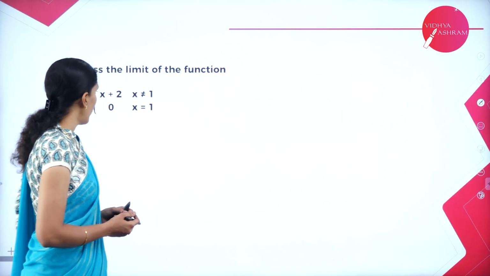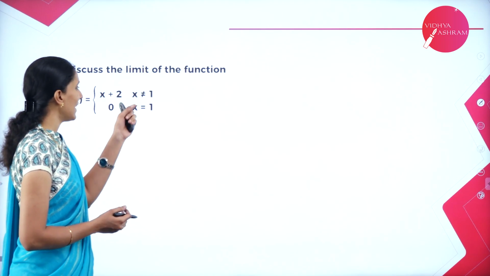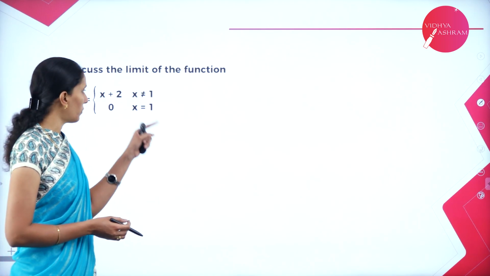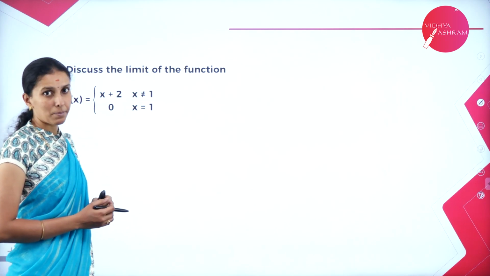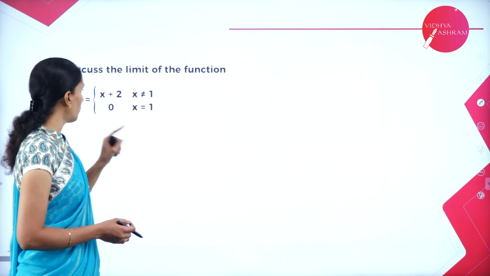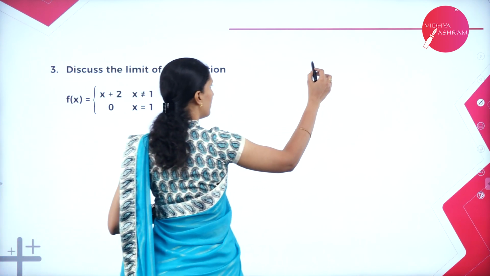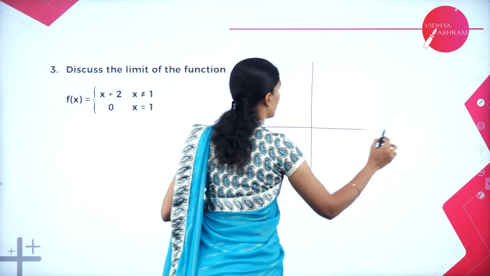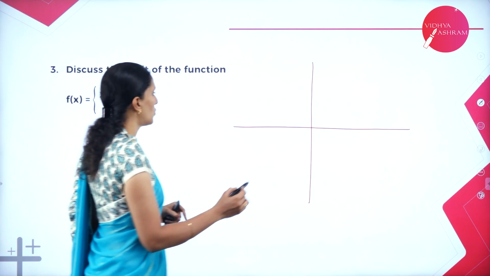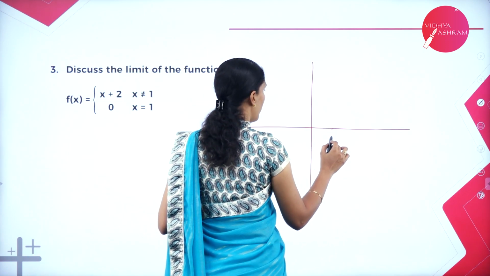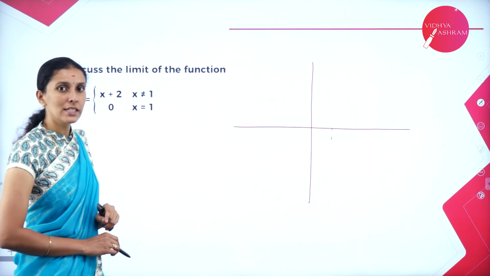Discuss the limit of a function f of x is equal to x plus 2 for x not equal to 1, and 0 for x is equal to 1. So, for x not equal to 1, the value of the function is x plus 2, and for x is equal to 1, the value of the function is 0. So, let us draw the graph. So, the function x plus 2, I'll take this as 1. Now, at 1, the functional value is 0.